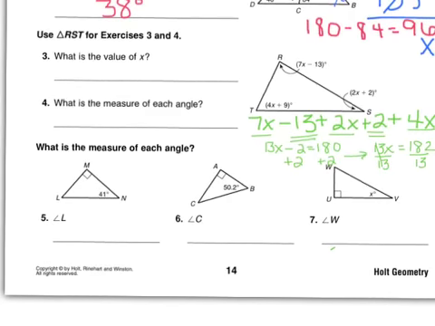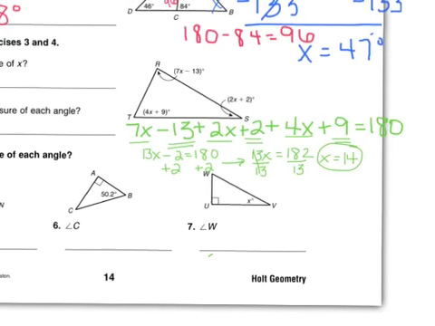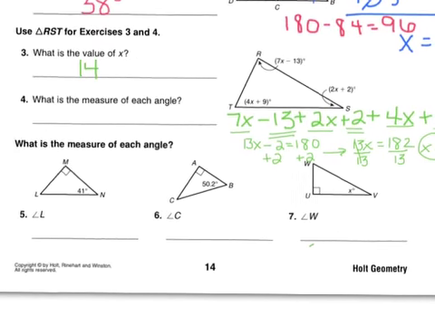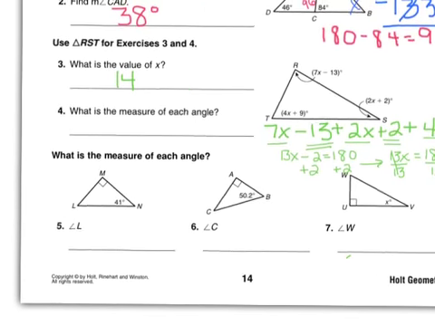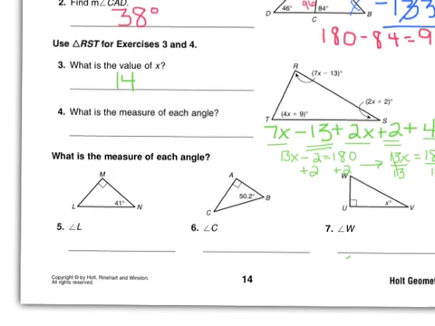Now we know the value of x was 14. That's what we just found. Then it says, what is the measure of each angle? What do I do from here? If I know x was 14, what do I do with the 14 now? So now that I know that x is 14, how do I go back and find the measure of this angle, for example?